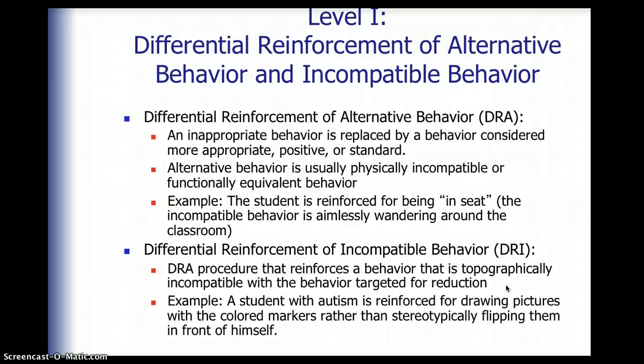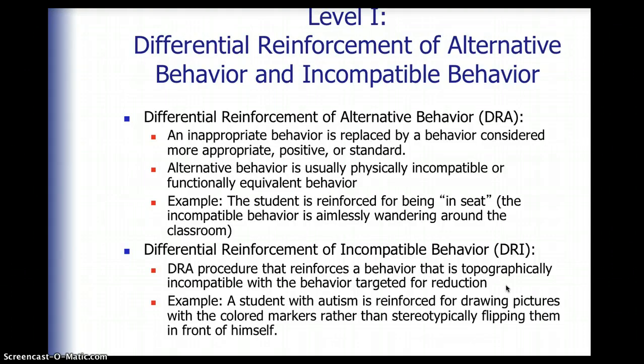There is also DRA and DRI. These are two of my favorites. I've used these examples in class quite a good bit. So if we're looking at DRA, we're looking at replacing an inappropriate behavior with a behavior that we consider to be more appropriate. So DRA is a more appropriate behavior, and usually that alternative behavior is physically incompatible with the other behavior. So the example is fantastic. I'm going to reinforce Sarah every time she's in her seat because that is incompatible with her typical behavior of just wandering around the classroom, touching things, looking at things. So I want her to be in her seat. I'm going to reinforce her for being in her seat.